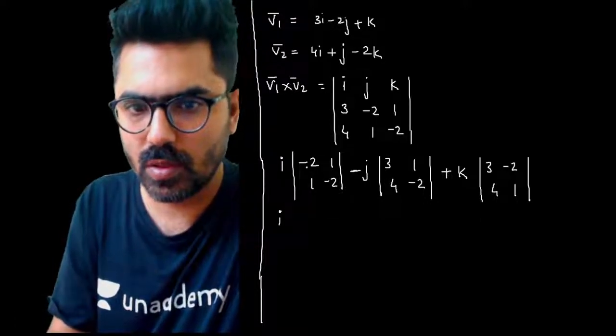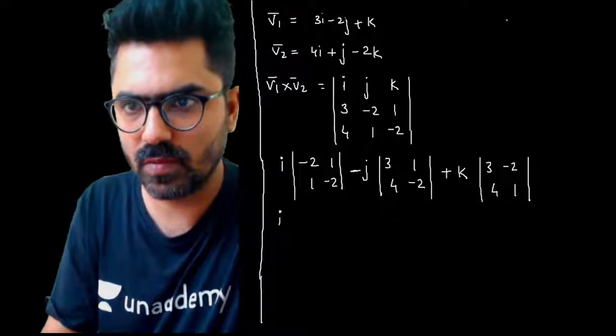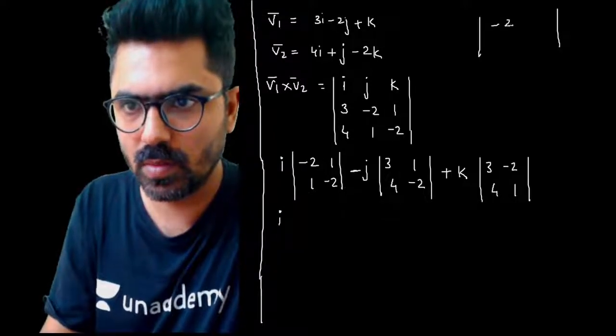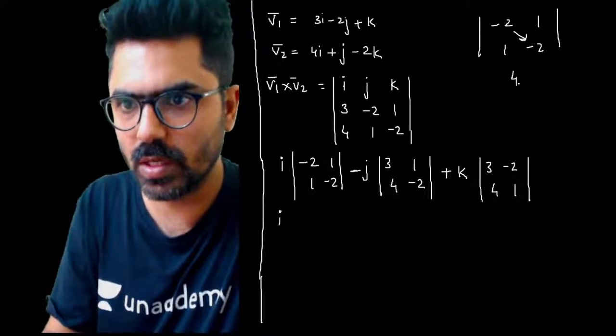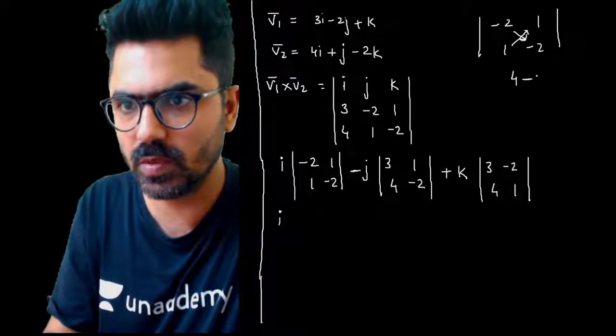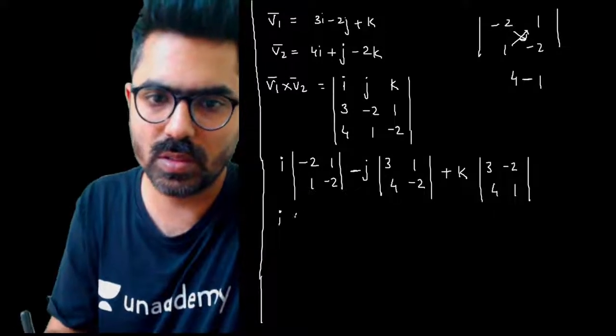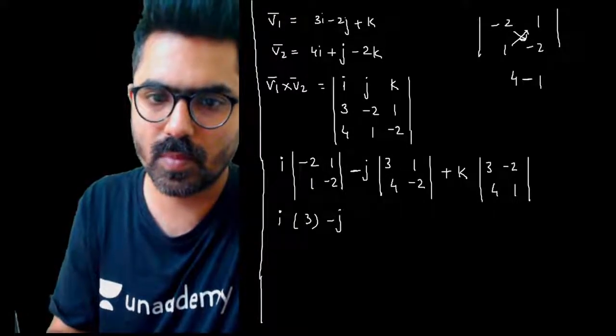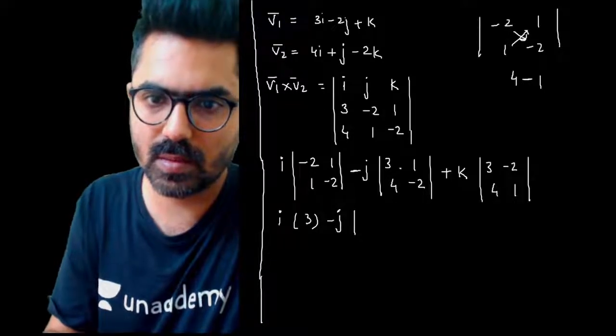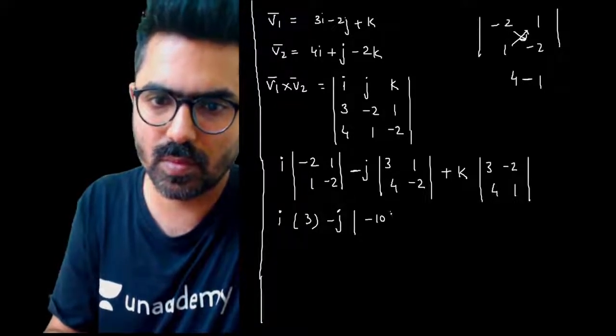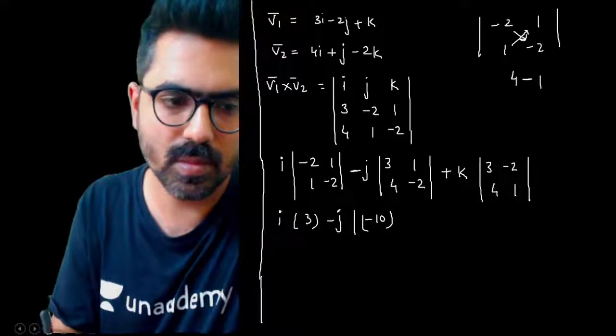Now i into. You have to solve this as a cross multiplication. I'll just write it again over here. Minus 2, 1, 1, minus 2. So first you multiply this one, you'll get 4. Minus, then you multiply this one, you'll get 1. So which is 3. Minus j times minus 6, minus 4. Minus 10. Okay.